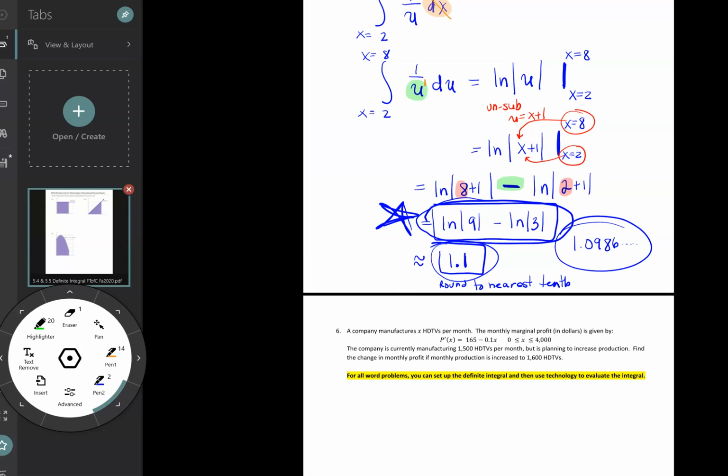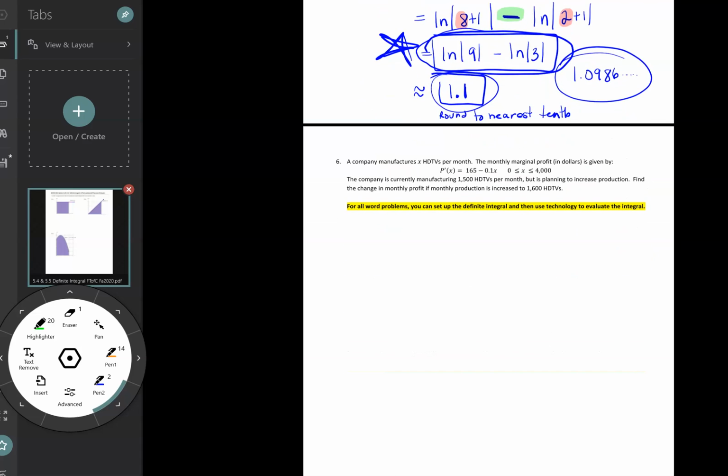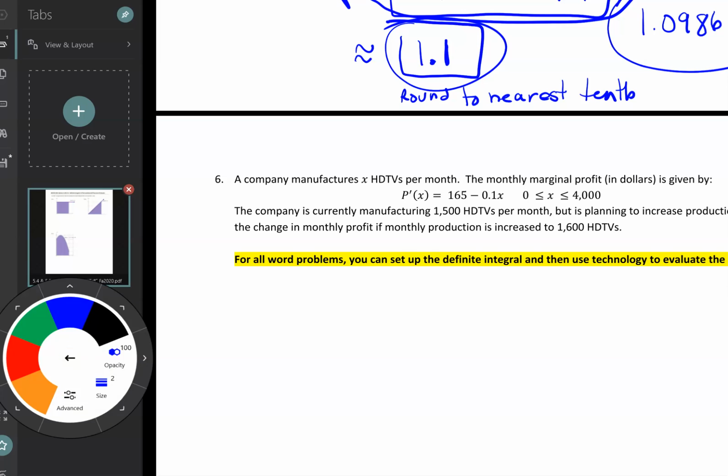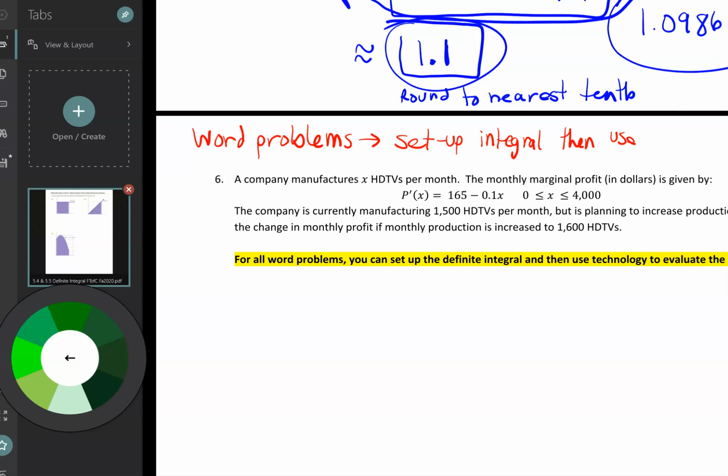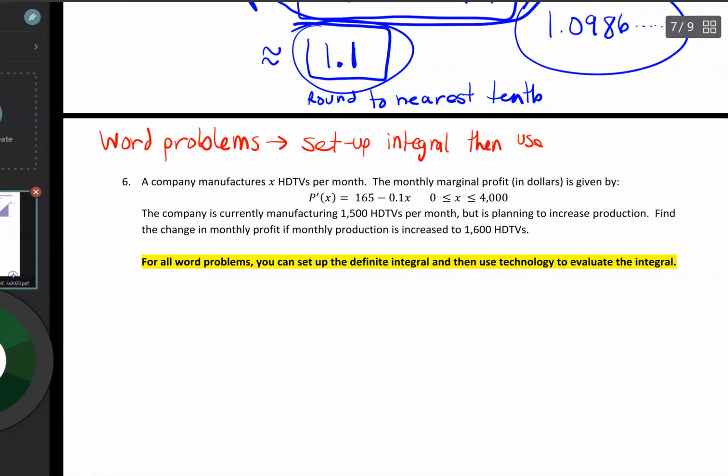Okay, now we have 3 word problems and we only have about 15 minutes and you're probably thinking, there's no way we're going to do this. But remember, with word problems, you can use technology. All you have to do is set up the integrals. So for word problems, we're going to set up the integral. Then use technology. Yay, technology.